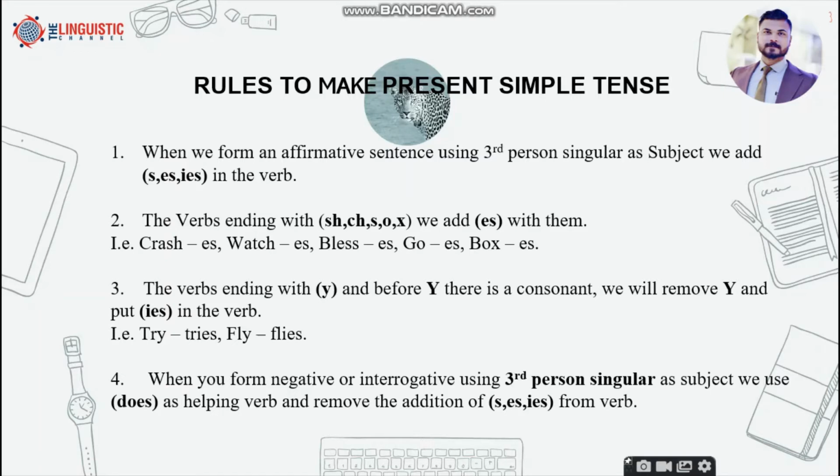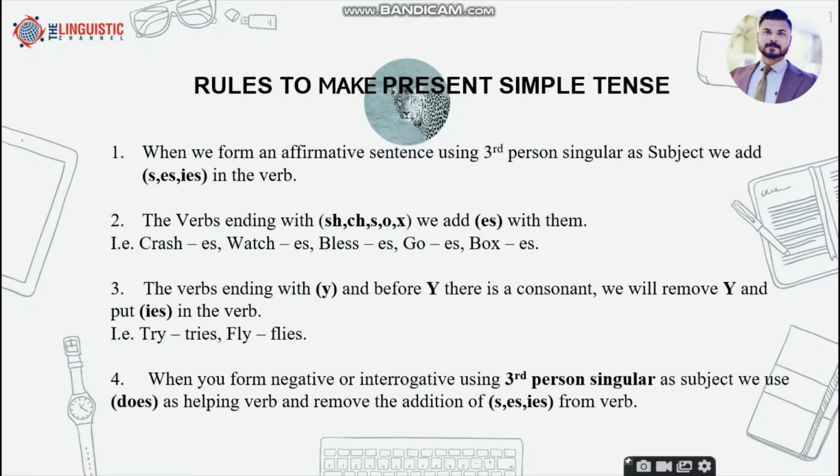Now the question arises that with which verbs we need to add s, with which verbs we need to use es, and what about ies? कौन से verb के साथ हम s लगाएंगे, कौन से के साथ es, कौन से के साथ ies? So we have got second rule for that says the verbs ending with sh, ch, s, x, we add es with them in the end. For example, crash, right? जिन verbs के आखिर में sh, ch, s, x आता है, हम उनके साथ es लगाते हैं.